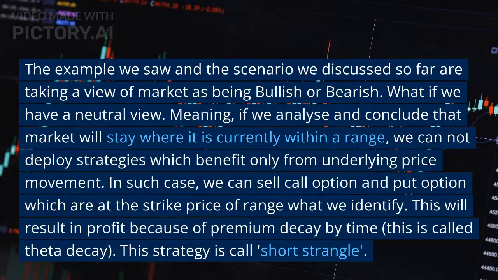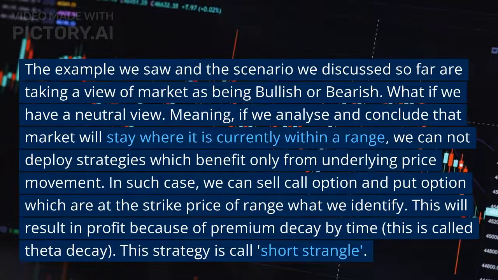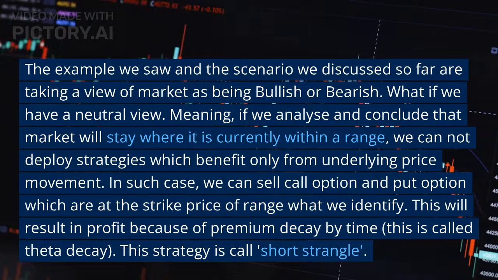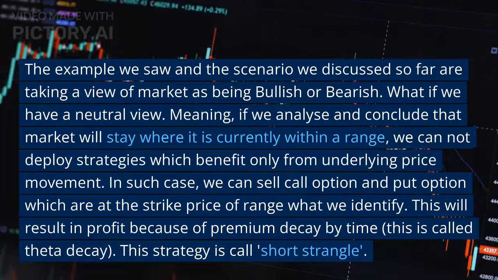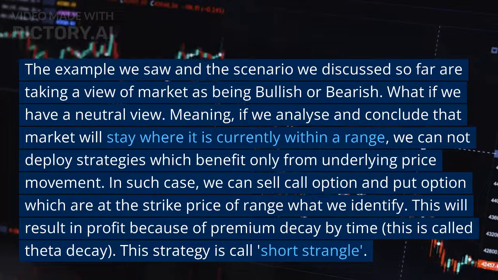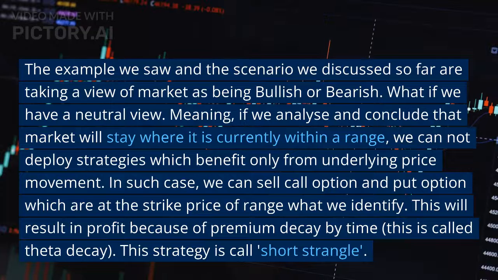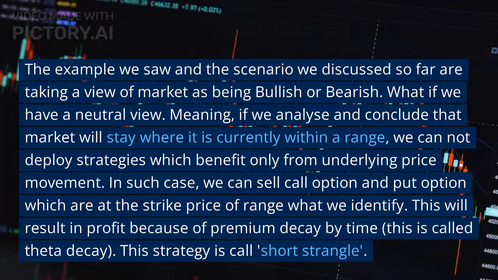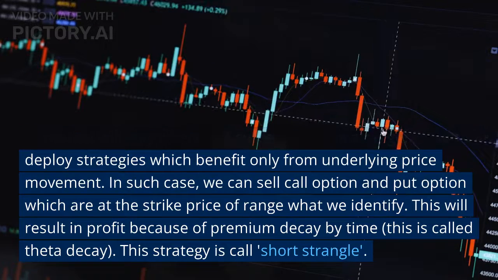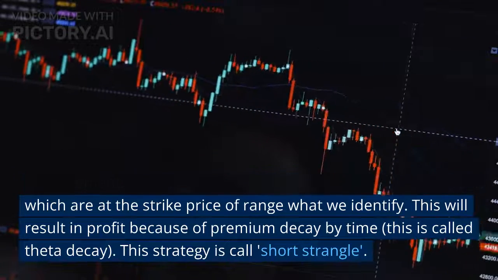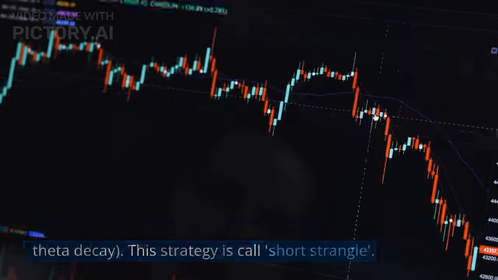The example we saw and the scenario we discussed so far take a view of the market as being bullish or bearish. What if we have a neutral view? Meaning, if we analyze and conclude that the market will stay where it is currently within a range, we cannot deploy strategies which benefit only from underlying price movement. In such a case, we can sell a call option and a put option at the strike prices of the range we identify. This will result in profit because of premium decay by time. This is called theta decay. This strategy is called a short strangle.